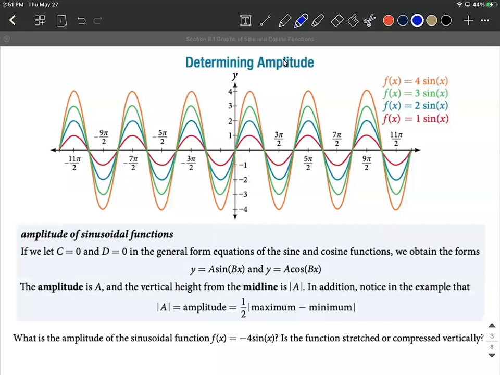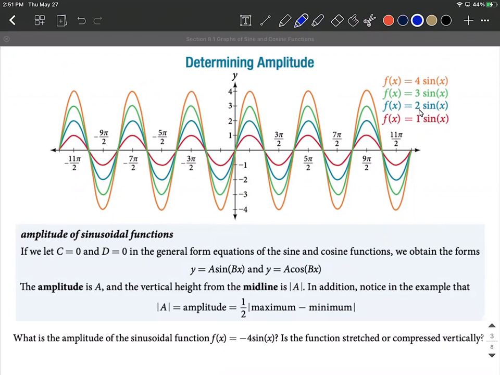Okay, determining the amplitude of sine and cosine functions. On this top graph, you can see a bunch of different sine graphs all plotted on the exact same axes. The smallest one here is 1 sine of x. That 1 out in front, that's where we're going to get the amplitude. You can see that it oscillates between +1 and -1. So we'd say the amplitude for that graph is just 1.